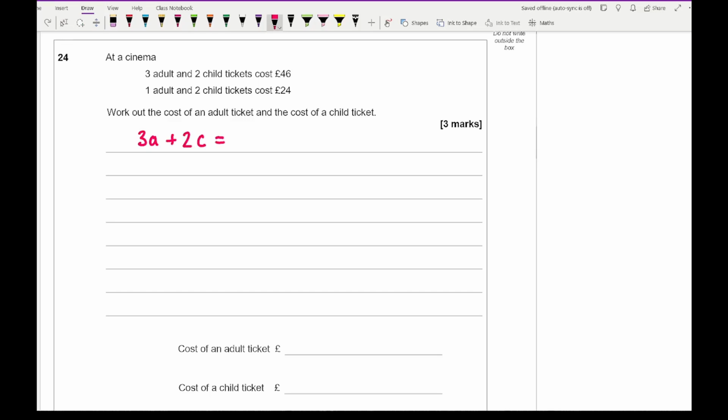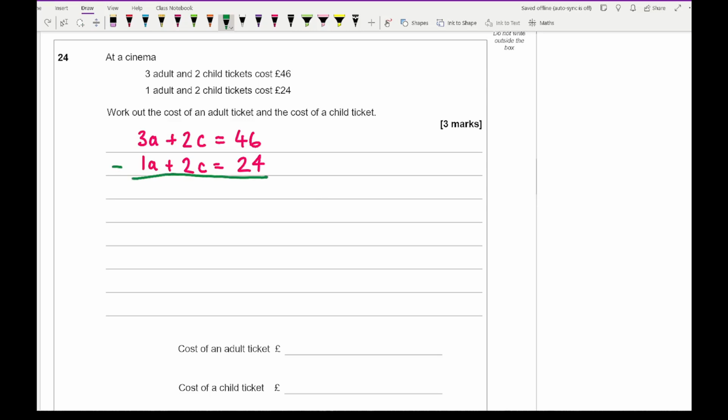So I've got 3a plus 2c equals 46 and 1a plus 2c equals 24. Now the steps of working this out is I need to try and get the same number of A's or C's. So here you can see the C's are the same, I've got 2. I then look at the sign and they're both the same. So then what I need to do is take away those two equations.